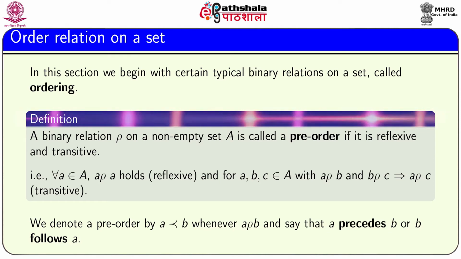A binary relation rho on a non-empty set A is called a pre-order if it is reflexive and transitive. That is, for all a belonging to the set A, a is related to a, and for any a, b, c belonging to A, with a related to b and b related to c implies a related to c. We denote a pre-order by a ≺ b whenever a is related to b and say that a precedes b or b follows a.